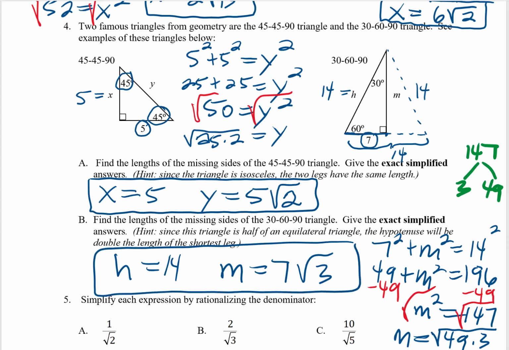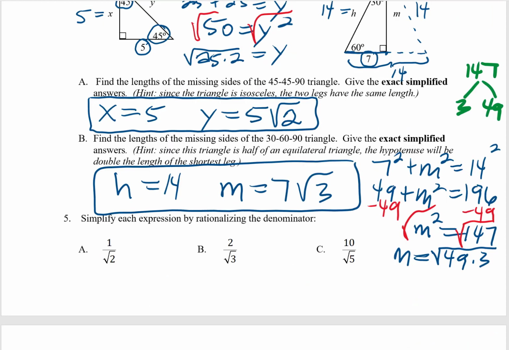You might remember again that every 30, 60, 90 triangle follows this same pattern. Whatever the shortest side is, in our case it was 7, the hypotenuse will be double, 14, and the medium side will be square root of 3 times as much as that shortest side, so 7 square root of 3.